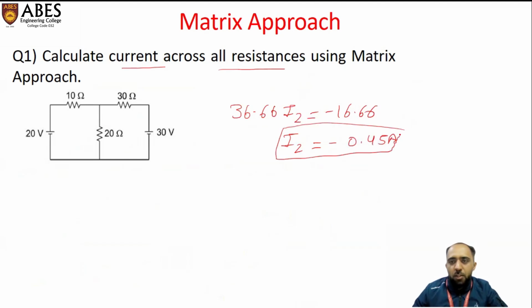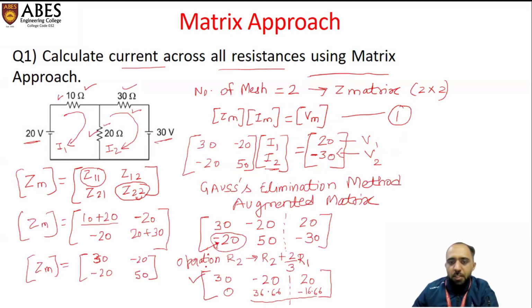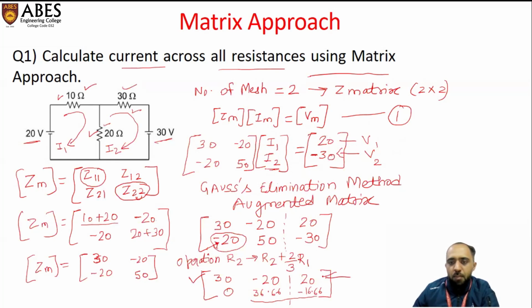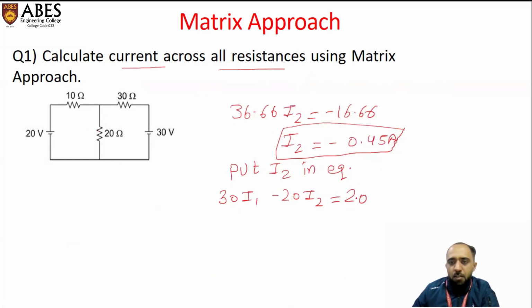And if we put this value into equation 1, put I2 in this equation: 30 I1 minus 20 I2 is equal to 20. So on putting the I2 value, we can easily get the value of I1 is equal to 0.366 ampere. Remember the unit of the current.